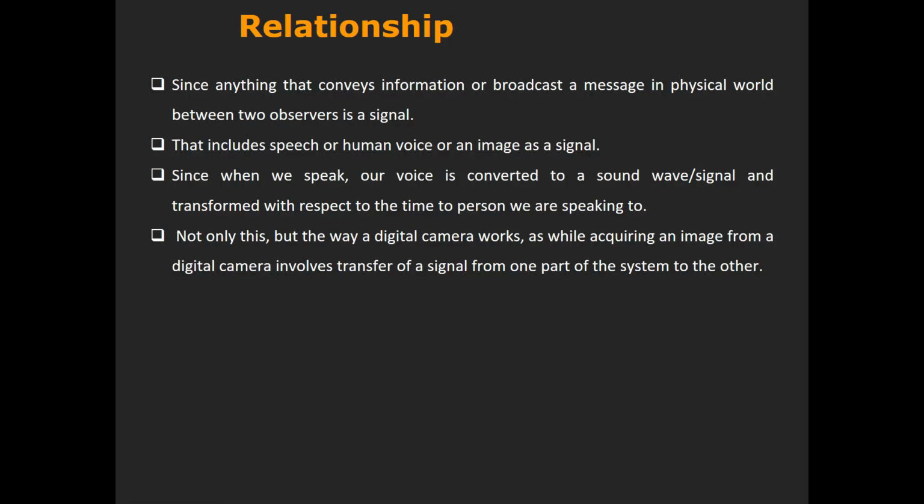Anything that conveys information or broadcasts a message in the physical world between two observers is a signal. That includes speech, human voice, or an image. When we speak, our voice is converted to a sound wave or signal and transmitted with respect to time to the person we are speaking to. Not only this, but the way a digital camera works, acquiring an image involves transfer of a signal from one part of the system to the other.